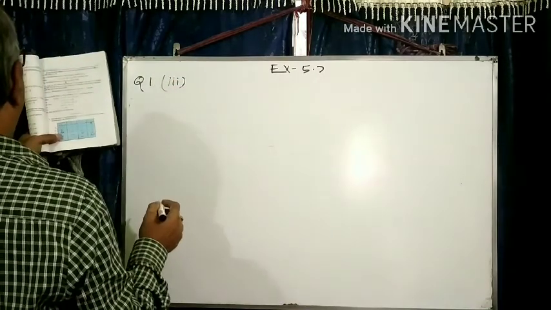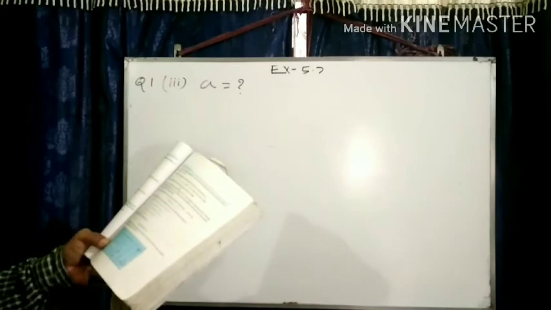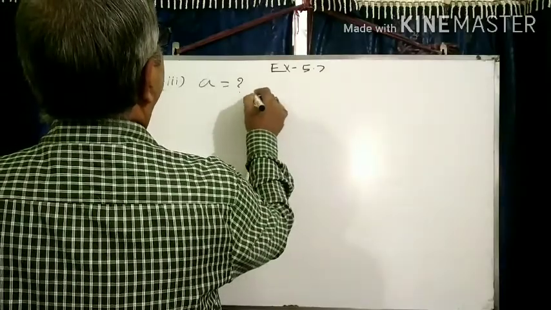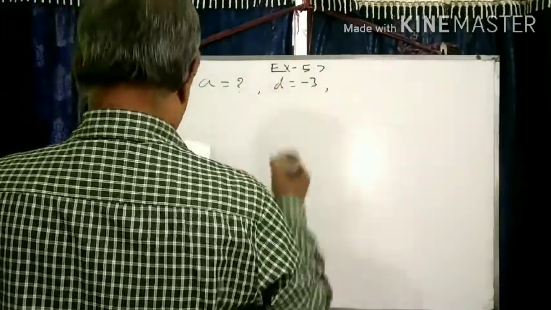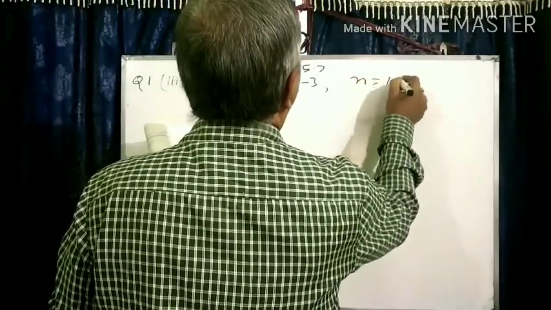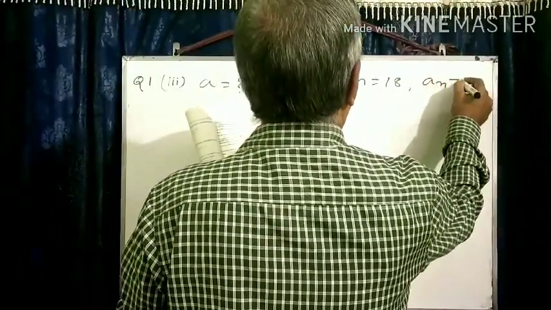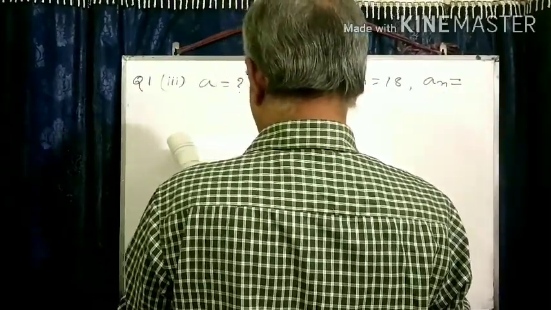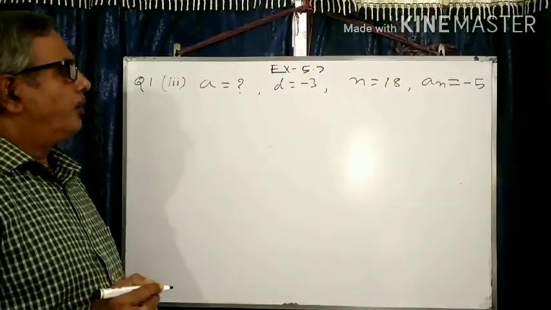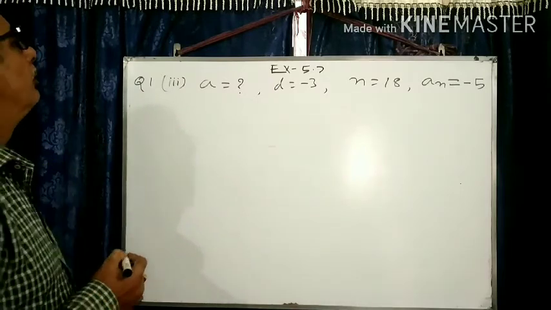What is here? A is to be found out. A is not given. D is equal to minus 3. N is equal to 18. And An is equal to minus 5, which is given. Dear friends, what is to be found out here? The first term is to be found out.